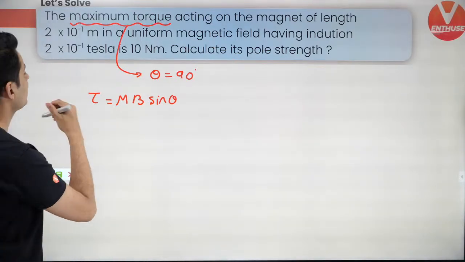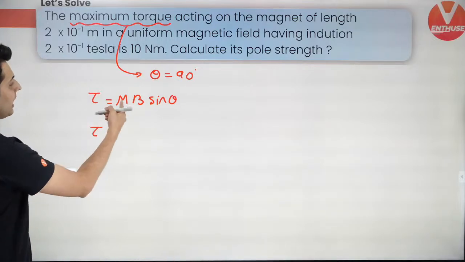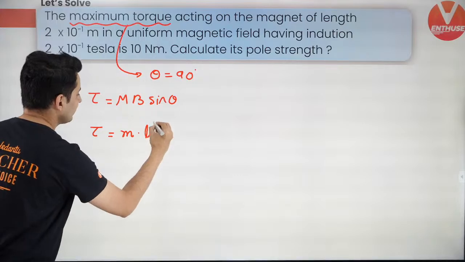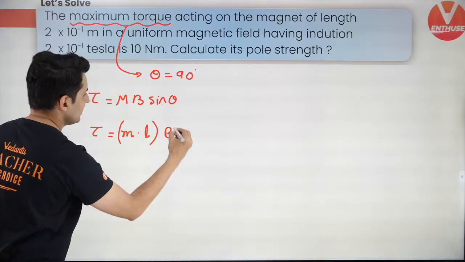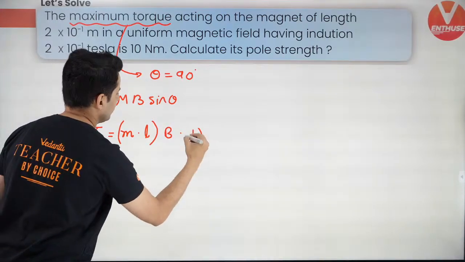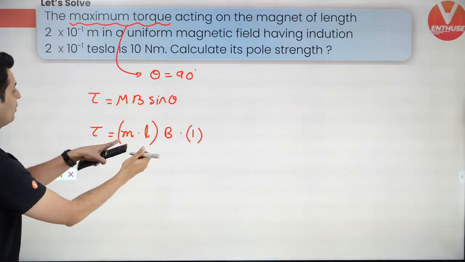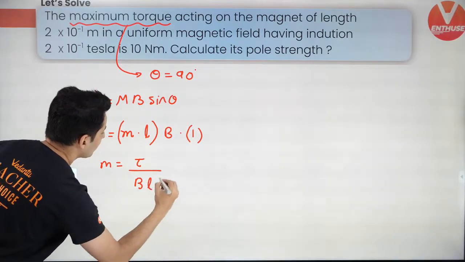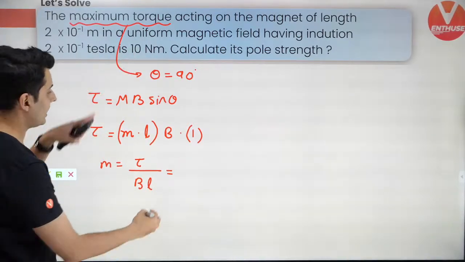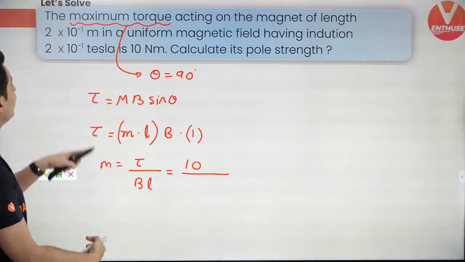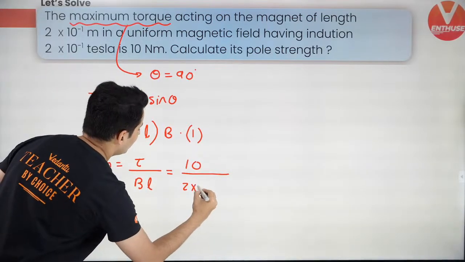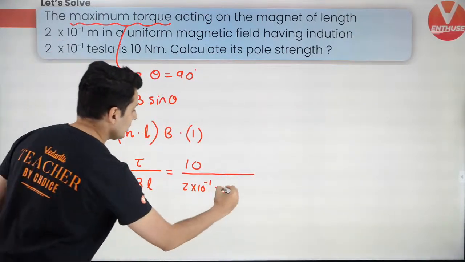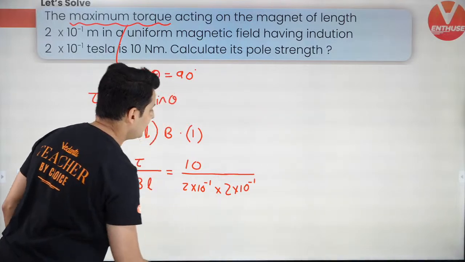So now the torque is given to us. M is magnetic pole strength into L, correct? And B is as it is, sine 90 is 1. So that is 1. Great. What do we have to find is M. So M will be tau by BL. What is the torque? The torque is 10 Newton meter. What is the field? Field is 2 into 10 to the power minus 1 Tesla. What is the length? Length is 2 into 10 to the power minus 1 meters.